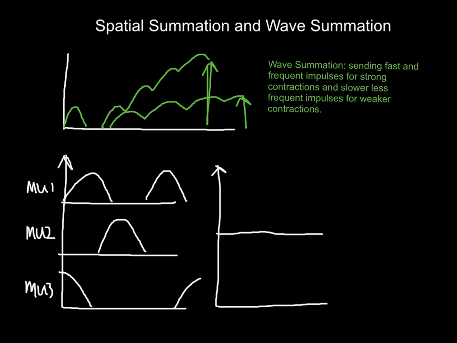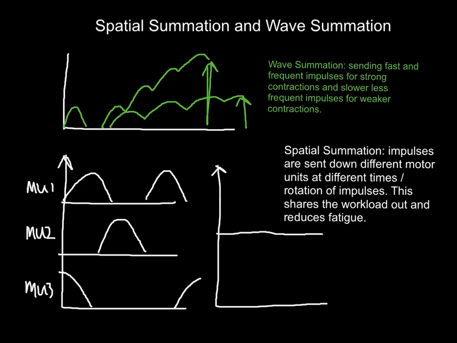So what is the benefit of that? Well, spatial summation allows impulses to be sent down different motor units at different times, so we rotate the impulses, and this shares the workload out across the entire muscle and reduces fatigue. Remember, this motor unit and this one are all part of the same muscle. It could be a quadricep, a hamstring, a bicep, something like that, but they've each got under their control a different 1,000 muscle fibres, different to each other. So by sending impulses down at different times, we share the workload out.